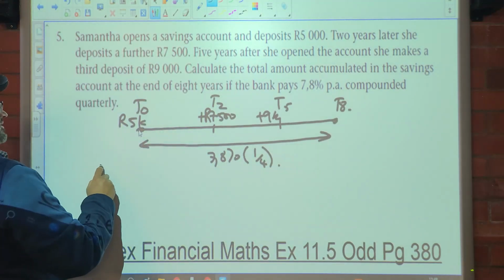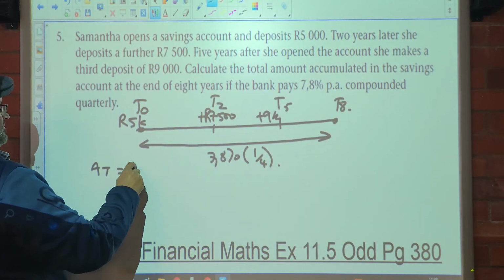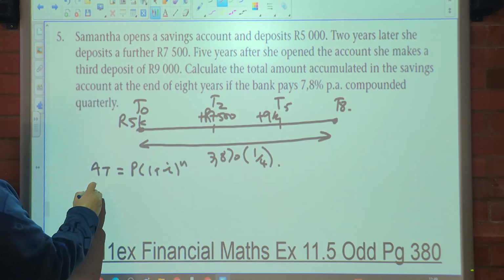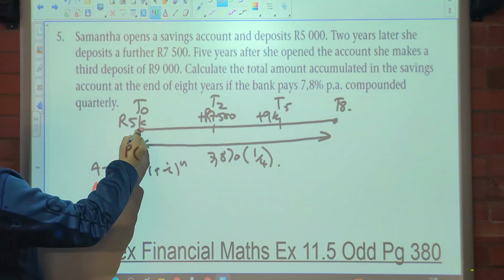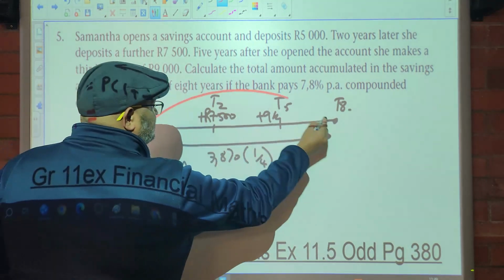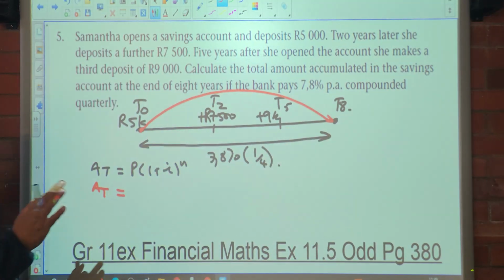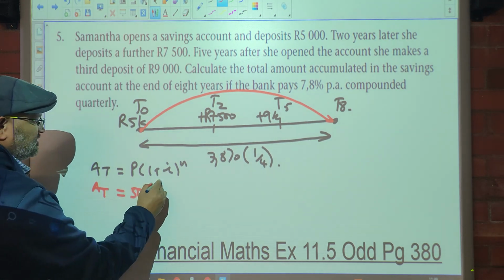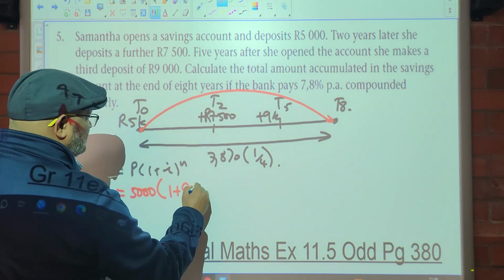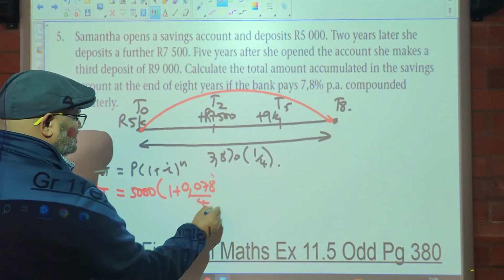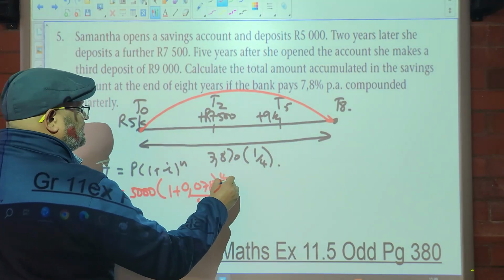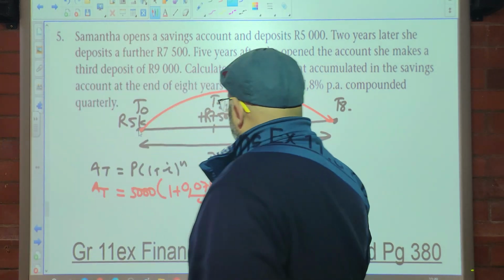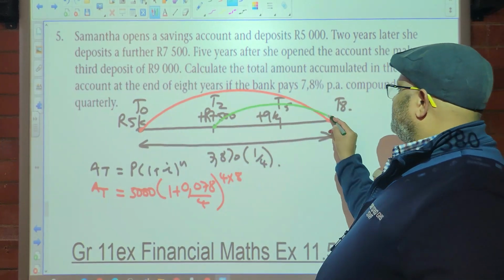So what's my formula? A is equal to P into 1 plus i to the exponent n. So A total. I'm going to take 5,000 to the end. Can I do that? Yes. Why? No change in interest. So there's 5,000 Rand into 1 plus 0.078 over 4 to the exponent 4 times, how many years is this for? 8. Then what do I do? Add it.